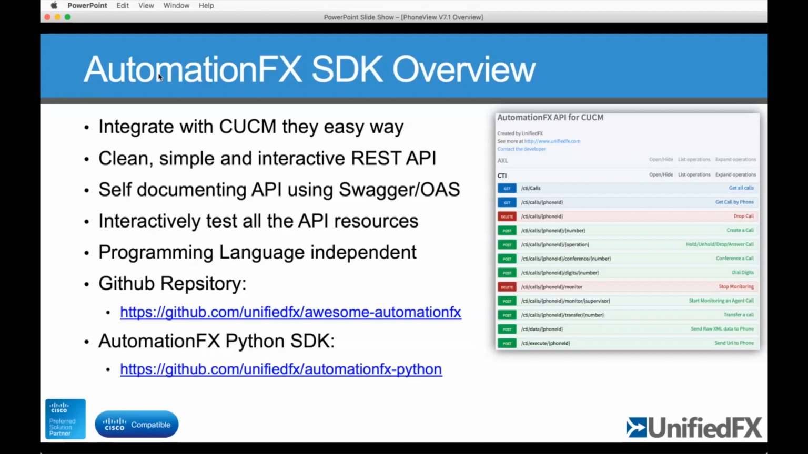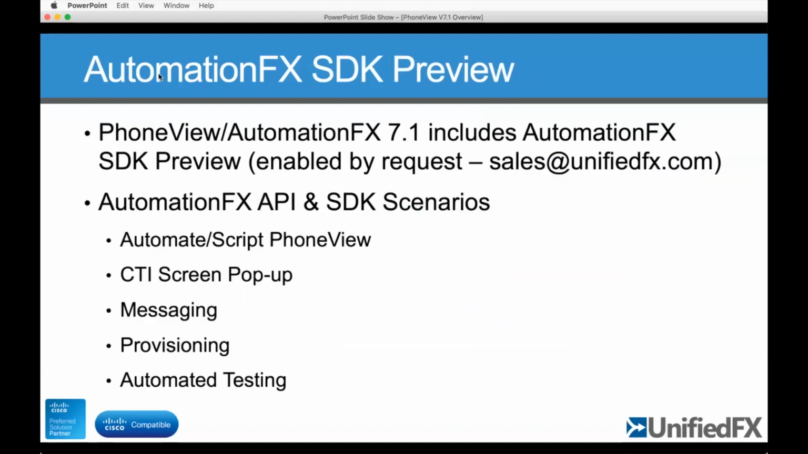Drilling down a little bit, what we've technically done is made the SDK and REST API of the AutomationFX platform available from 7.1 onwards. It's disabled by default, and we can turn it on a license by license basis. So to get it enabled, you just send a request into sales@unifiedfx.com. It is preview. It's a really important statement.